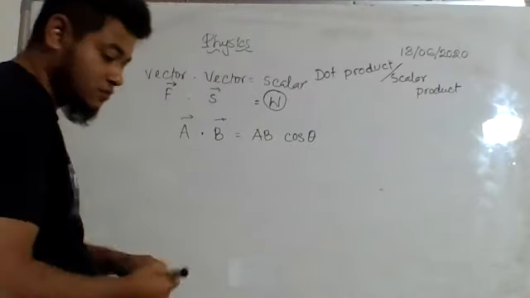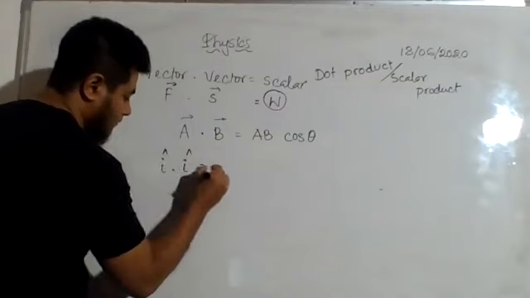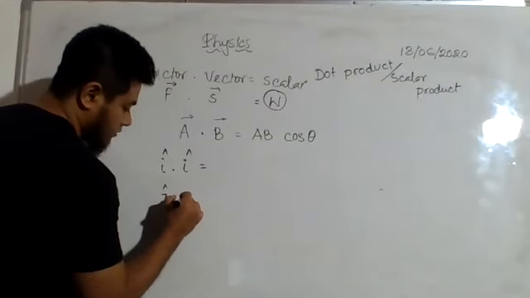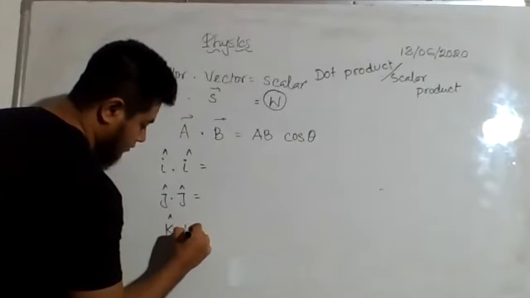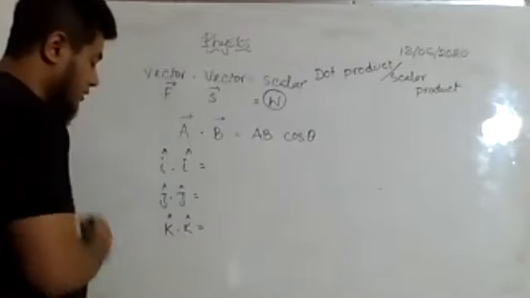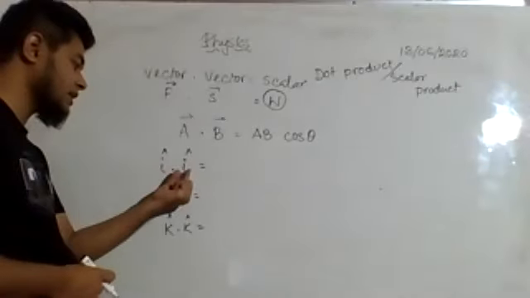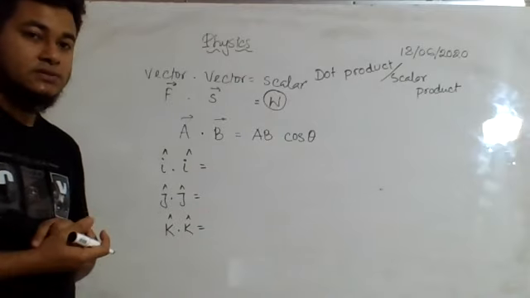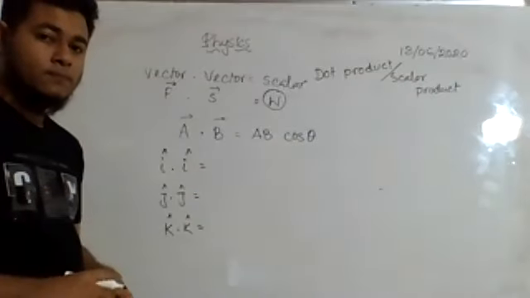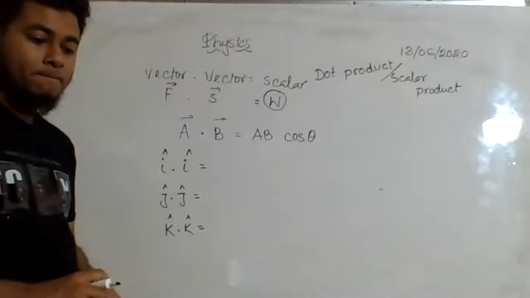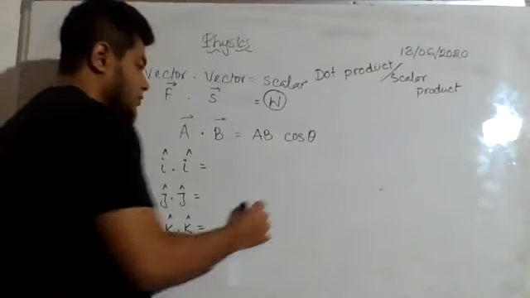Now, following this, we want to know something: what is i dot i? What is j dot j? What is k dot k? Now, if you see, i is the unit vector along the x-axis. This i is also a unit vector along the x-axis. Now, if both of them are along the x-axis, what is the angle between them? Can anybody tell me what would be the angle between them?